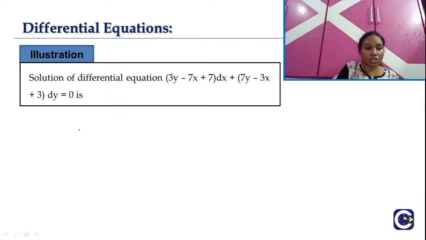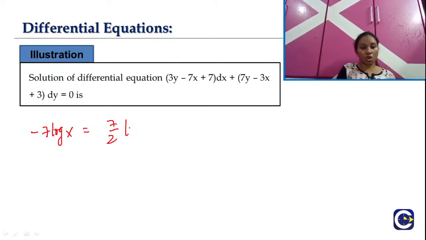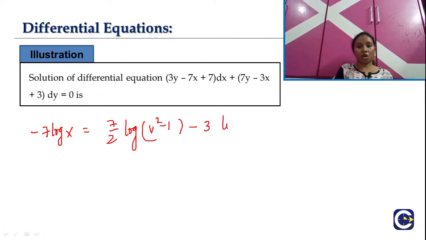So after applying the log, we have the solution of the differential equation, that is minus 7 log x here, and then 7 by 2 log 1 minus v square minus 1, and then minus 3 log v square minus 1, and we'll have a log c here. You can take a plus or minus sign accordingly, based upon the situation.